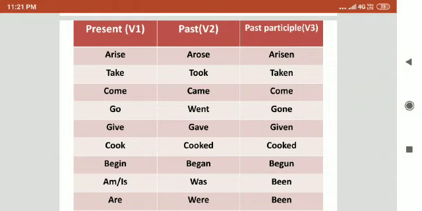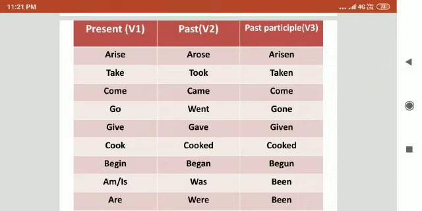Now let's go to the next one. The next one is take. The past form of take will be took, and the past participle will be taken. Okay, just like that. Come, came, come. Sometimes the present and the past participle happen to be the same. The next one is go, went, gone. Give, gave, given. Cook, cooked, cooked.